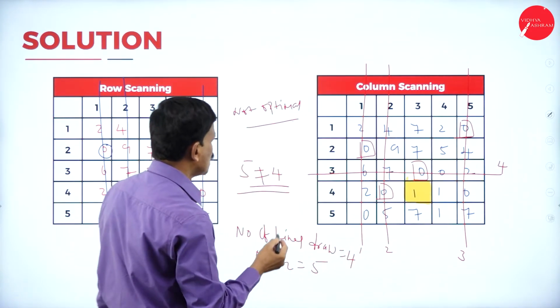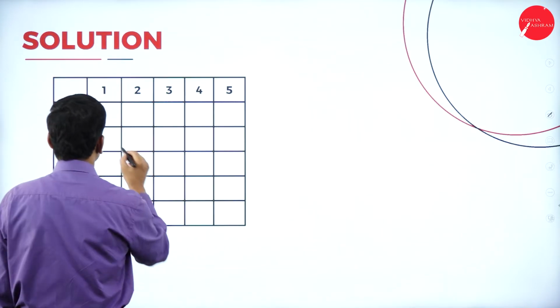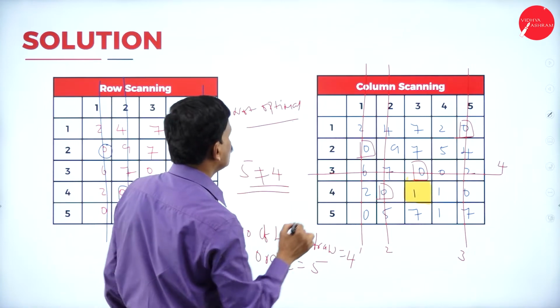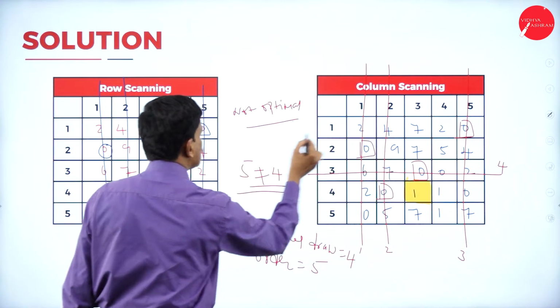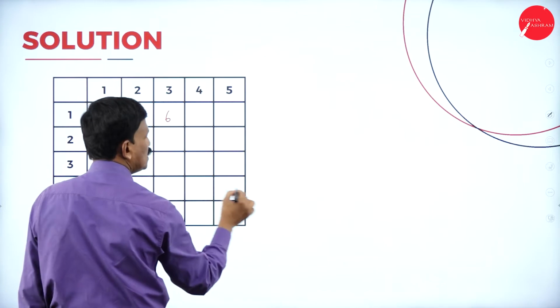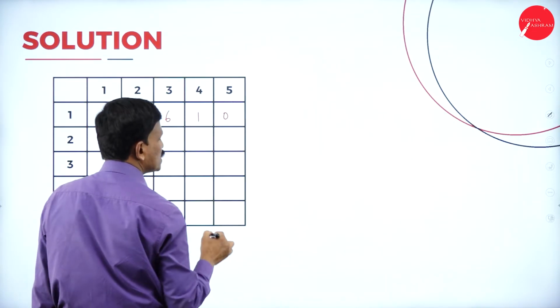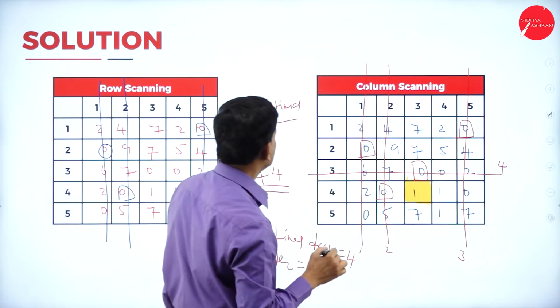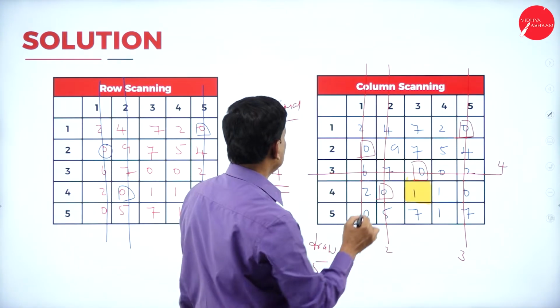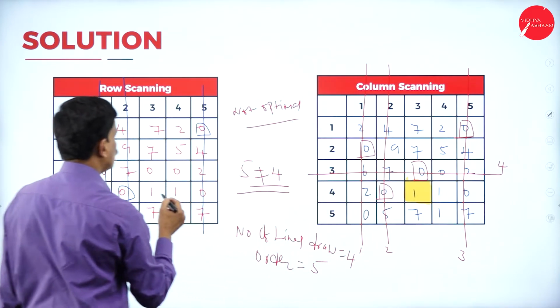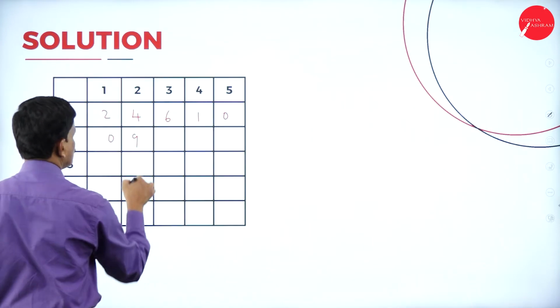And what are the elements we are going to get? Let me write here. This is 2, 4, 7 minus 1 is 6. Again, 2 minus 1 is 1, 0 as it is, okay. Then 0 as it is, 9 as it is.